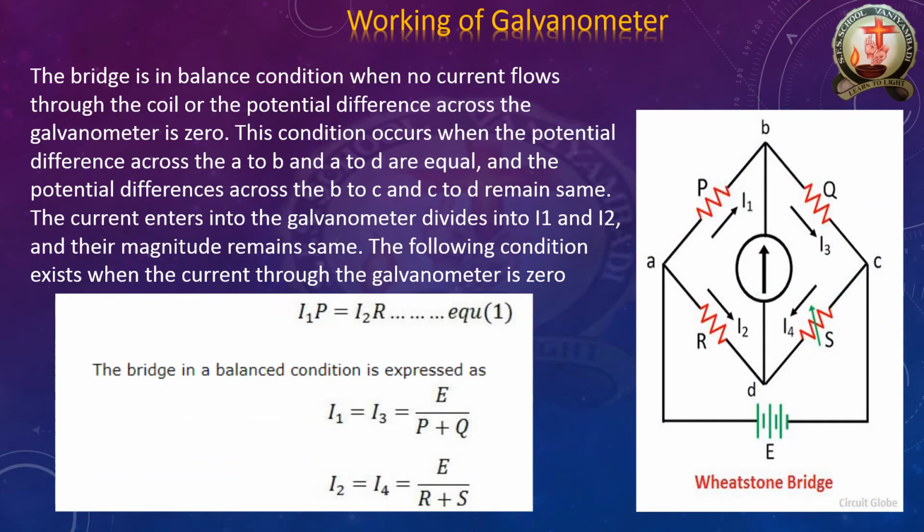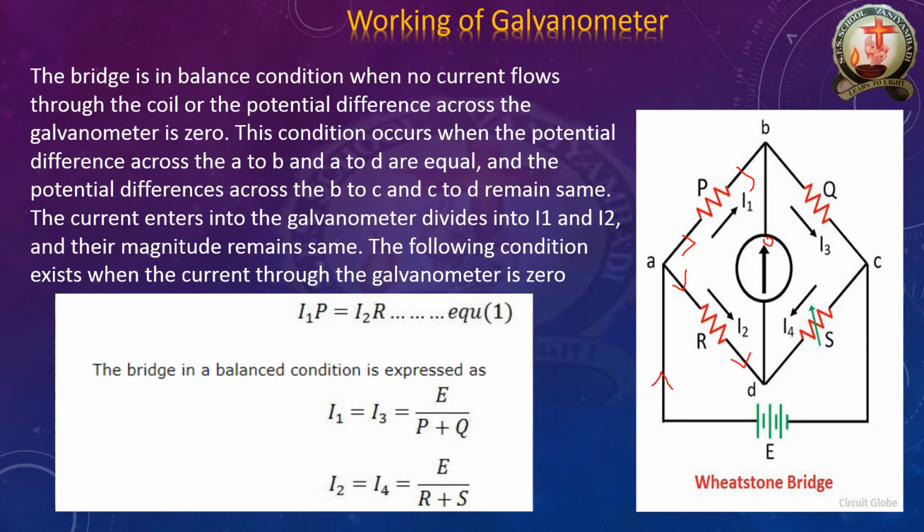Then the bridge is in a balanced condition when no current flows through the cell, or no potential difference occurs across the galvanometer. No current is there. At the same time, the galvanometer shows 0. This condition occurs when the potential differences across A to B and A to D are equal. The condition occurs while we are passing the current this way. This current is going to this side. At the same time, the current will be flowing through this side.